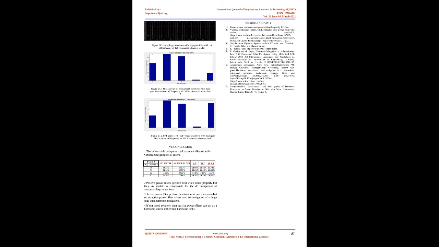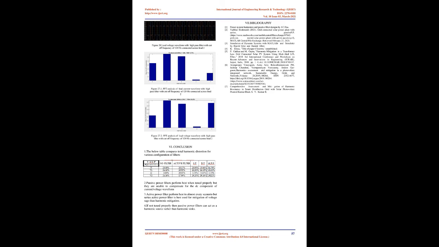Result of simulation. With no filters connected to load 1, the following waveforms of load current and load voltage are obtained. Conclusion. The below table compares total harmonic distortion for various configurations of filters.